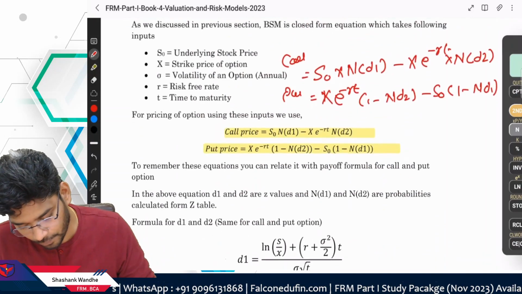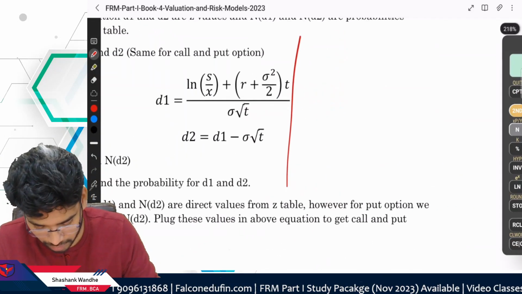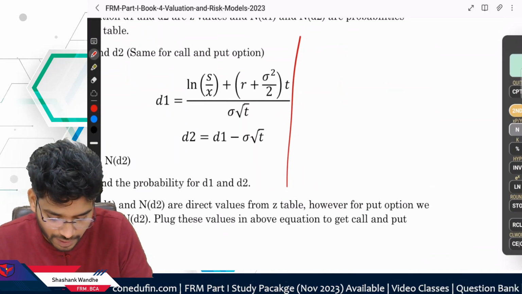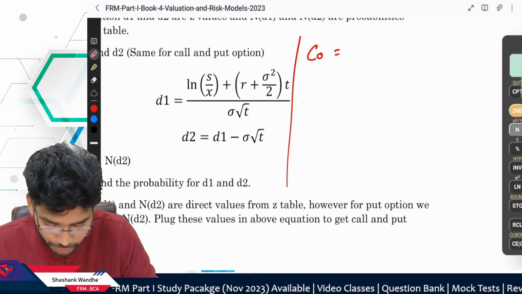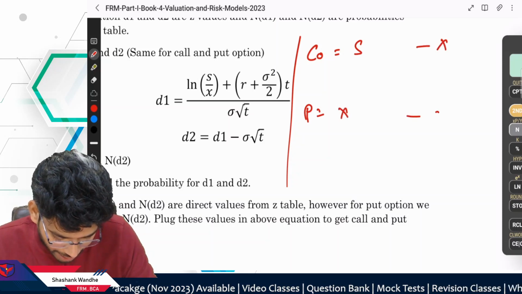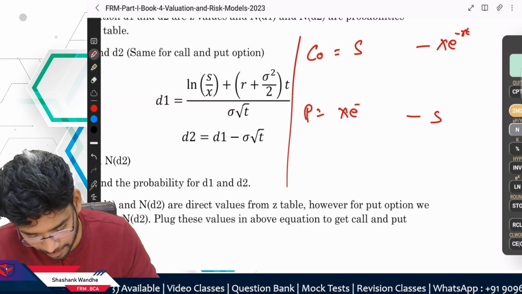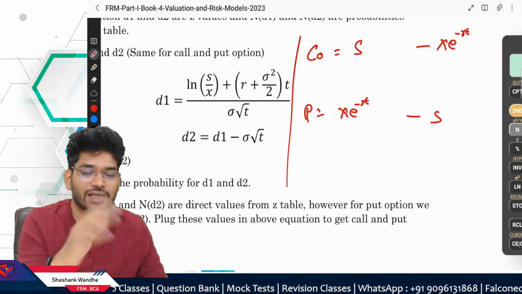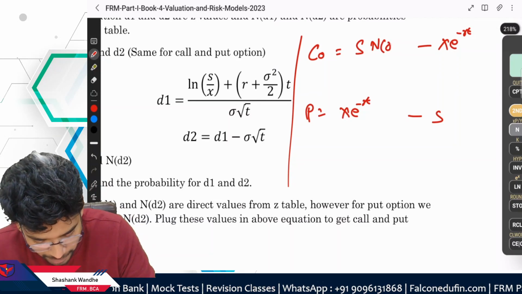Now, how to remember this formula? If you find this formula difficult, then it is actually very simple. We all know how to calculate the payoff. Payoff for the call option and the put option is S minus X and X minus S. So here always remember e to the power minus RT is used for the present value of the strike price, because S minus the present value of the strike price is assumed here. There is an explanation, but we are not concerned with the explanation in this particular part.